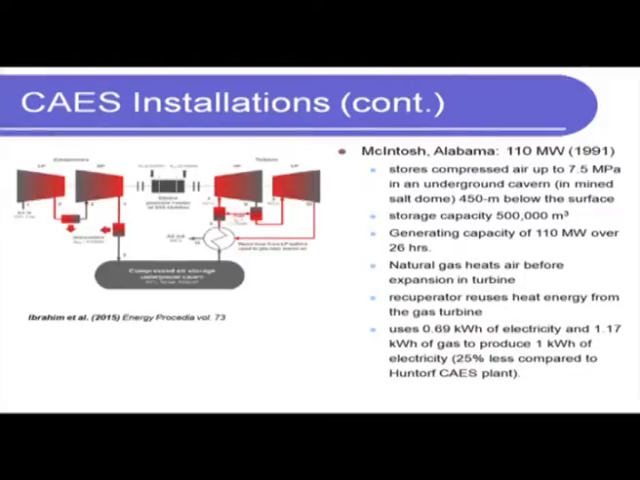So, again here you can do the math. There we were using 2.4, here we are using 1.17 plus 0.69, so 1.86. So, 1.86 kilowatt hour of energy is used to generate 1 kilowatt hour of electricity. This is almost 25% lesser compared to the Huntorf plant. Clear?